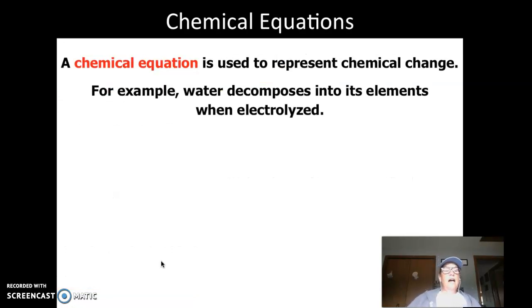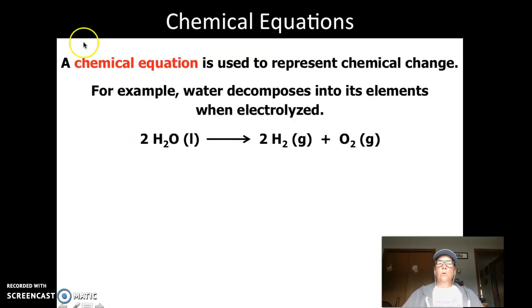All right, when you're talking about chemical reactions, you can represent them with a chemical equation. A chemical equation is used to represent a chemical change, okay? Here they have water decomposes into its elements when electrolyzed. In other words, you add a little jolt of electricity to it, okay? So we're going to represent it.